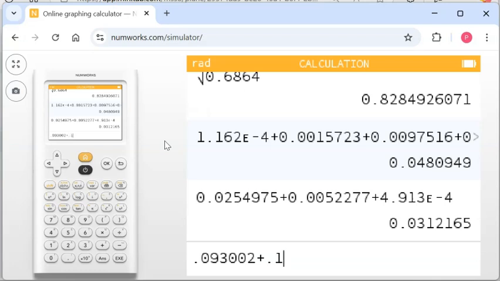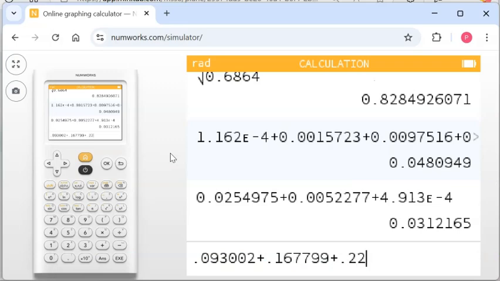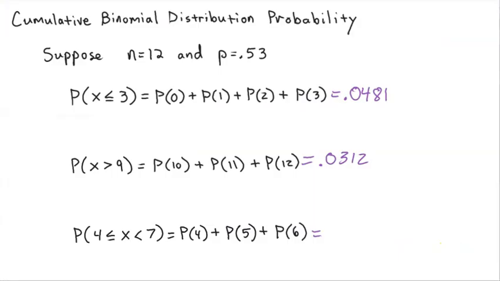0.167799 plus, then this one is 0.220757. Enter, and we get 0.481, and we're going to make this a 6. 0.4816. That's almost 0.5. That's almost half. So there's almost half of a probability that the number of successes are going to be either 4 or 5 or 6. Okay? And that's how we do cumulative binomial distribution probability.